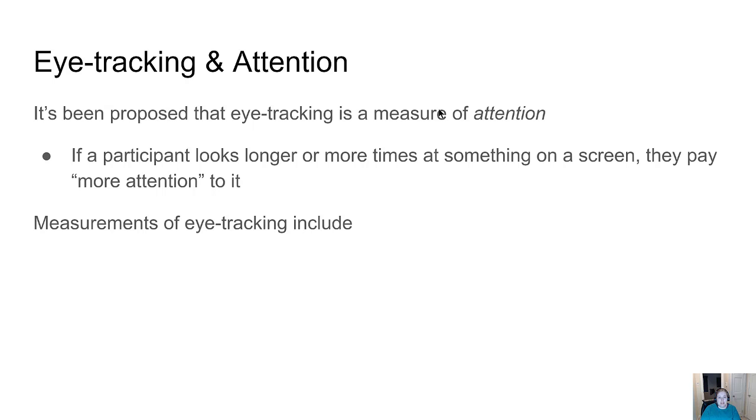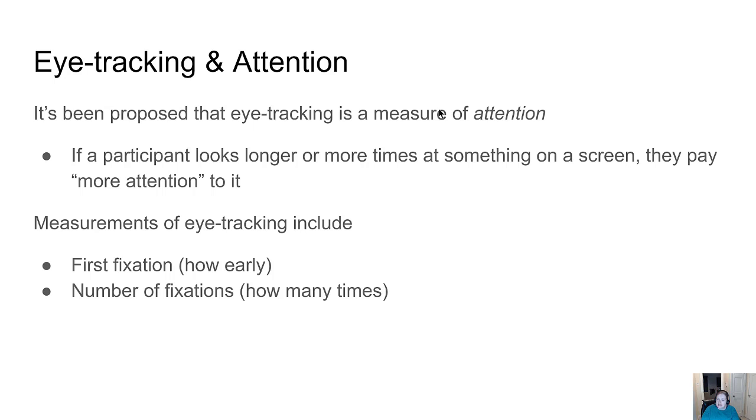So measurements of eye tracking in particular include first fixation, so how early you look at something, the number of fixations, so how many times you look at something. So if I'm reading a sentence and I read the word the, and then I read the rest of the sentence and come back to the, and then the, right? That's how many times I've looked at it. And then total duration, so how much time in total I've looked at it. These are pretty typical. So what they're trying to do is find what draws your attention first, what draws your attention repeatedly, what draws your attention the most in total, okay? And depending on what kind of experiment you're doing, people tend to find one or more of these more important.